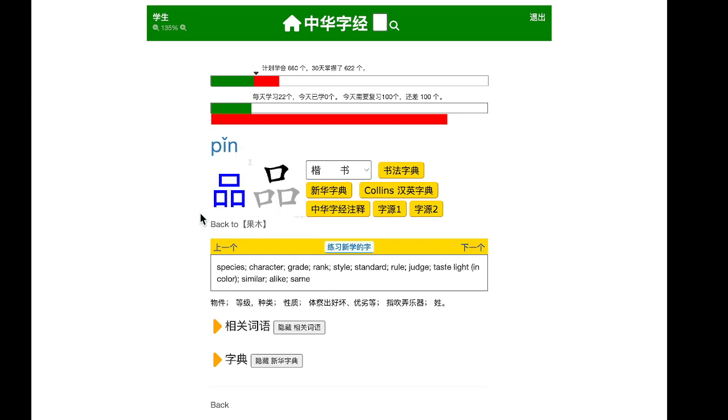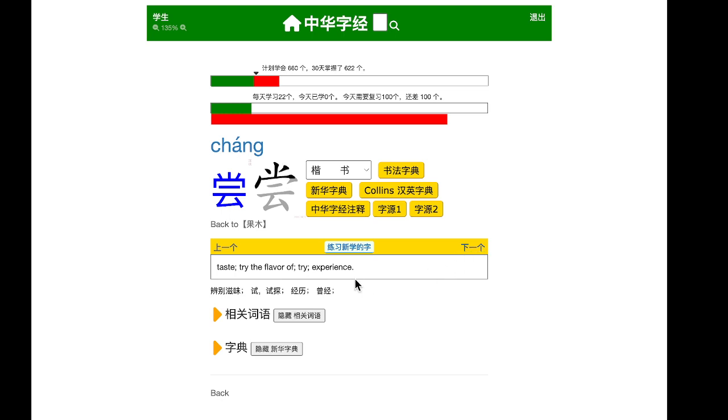品 means species, character, grade, rank, style, standard, rule, judge. Taste, which encompasses a taste. This is like your taste in music or like wine tasting, that kind of taste. Similar, alike, the same. Got a wide range of meanings, but here we're talking about taste.